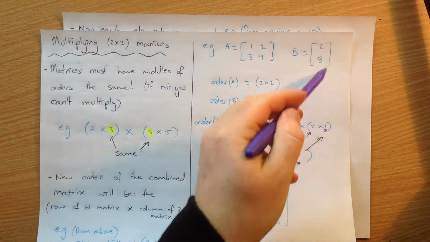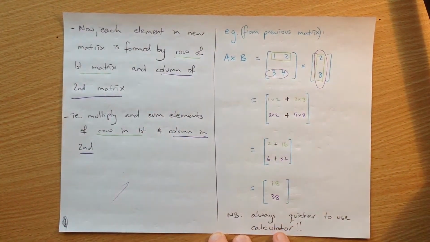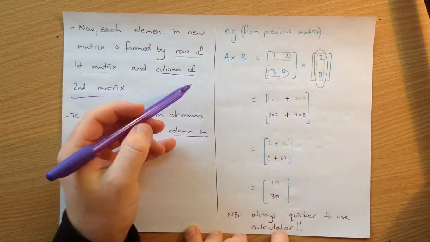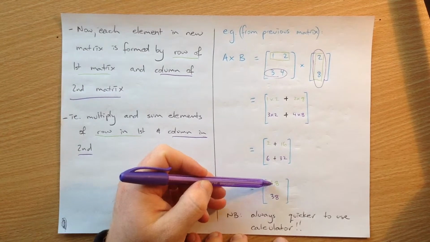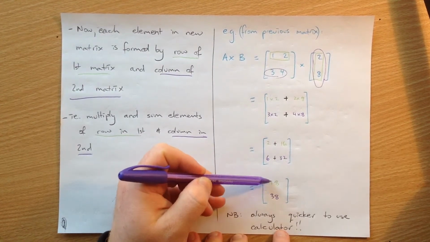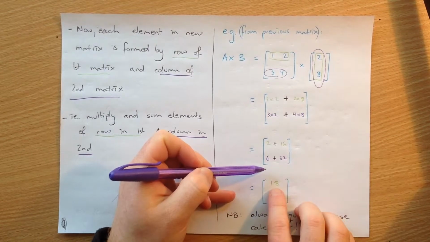There's 1, 2, 3, 4, 2 and 8. If you have a look, the greens all match. Let's do that first. So our new matrix we know is going to be a 2 by 1 here. So to make this one here, this is what we've got in the end. This is the first row and the first column.